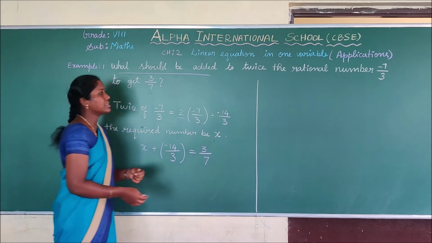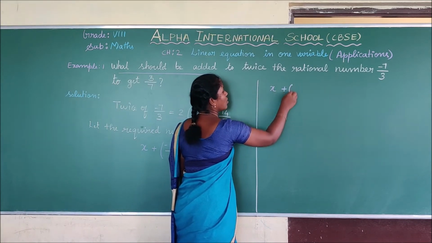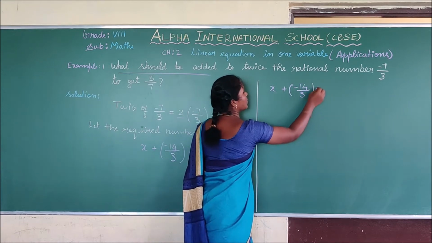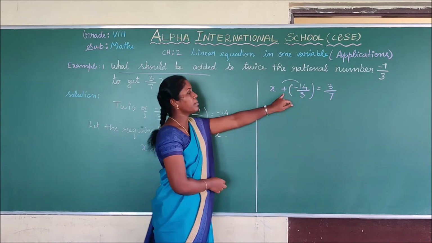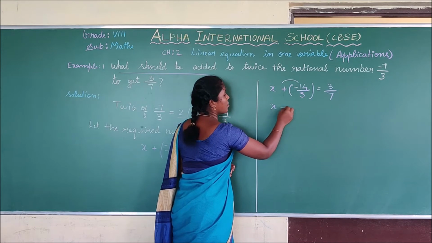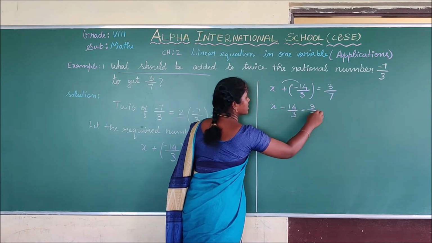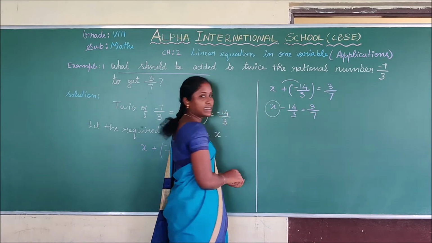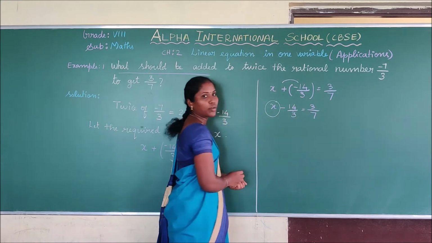Further, listen. x plus of minus 14 by 3 is equal to 3 by 7. Multiplying the signs, plus into minus becomes minus. So x minus 14 by 3 is equal to 3 by 7. We have to find the value of x. So keep x here and take minus 14 by 3 to the other side of the equation.